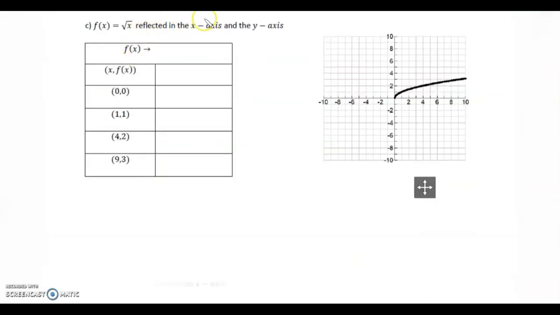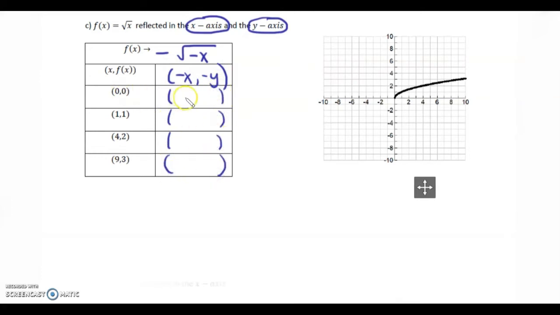Okay, so now let's do the double reflection. Reflection in the x-axis and the y-axis. So we're going to have a negative in front of our function, but we're also going to have a negative under the root sign. So we're going to have negative x, negative y. Every single number here is going to be negated. So 0, 0 stays the same because 0 doesn't have any like positive or negative sign on it. 1, 1 is going to switch to -1, -1. We have -4, -2. Then we'll have -9, -3.